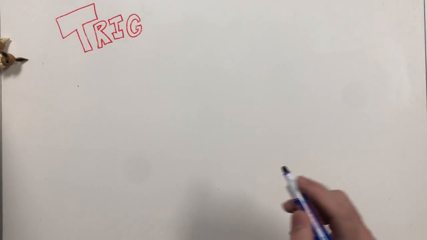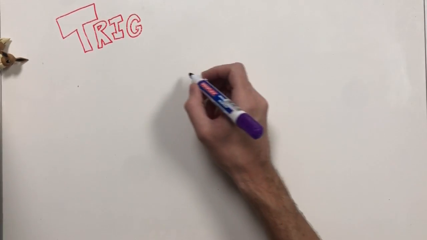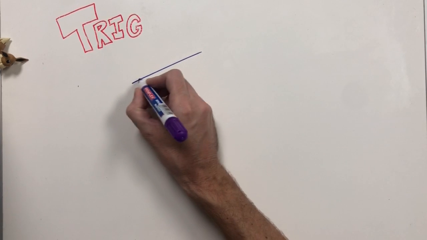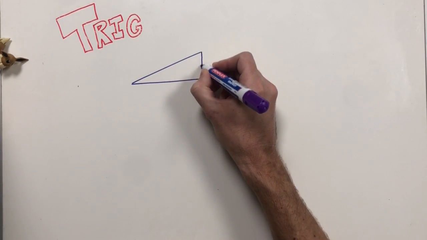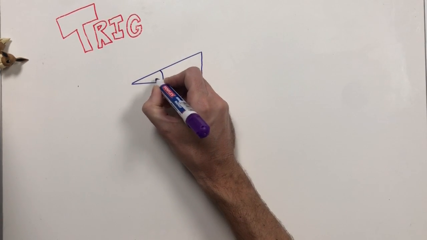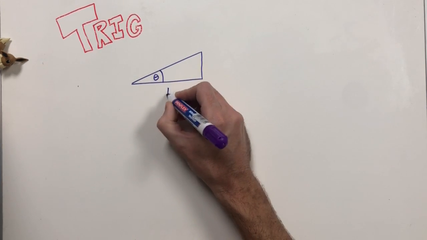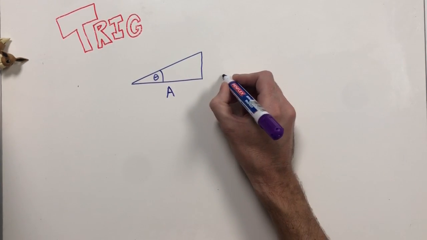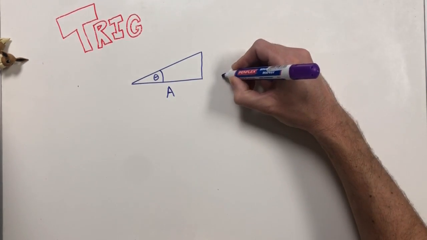Okay. I'm going to draw two triangles. So let's say we have a triangle like this. It doesn't matter what the angle is. And then I'm going to draw a triangle like this.